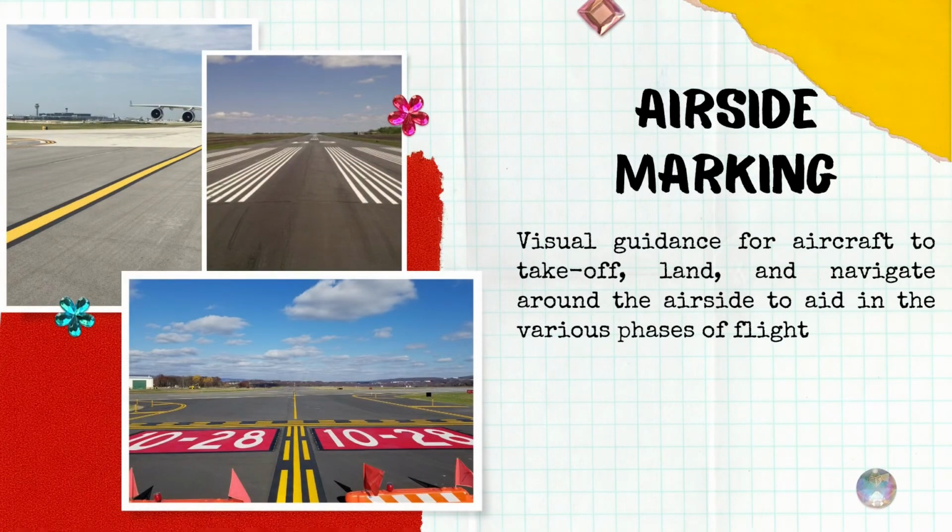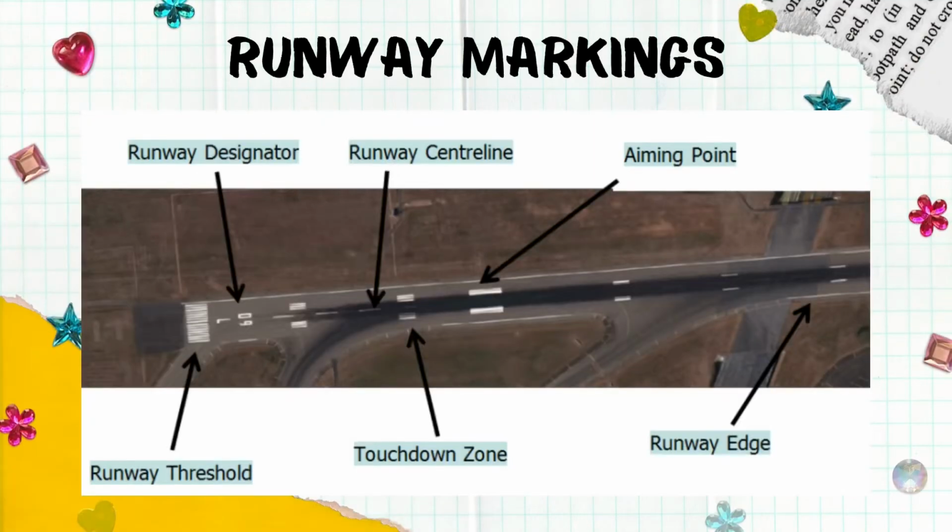Airside marking. The airdrome marking is to provide visual guidance for the aircraft to take off, land, and navigate around the airside in daylight conditions to aid the various phases of flight, such as takeoff, approach, landing, and surface movements. So let's look at some examples of markings.